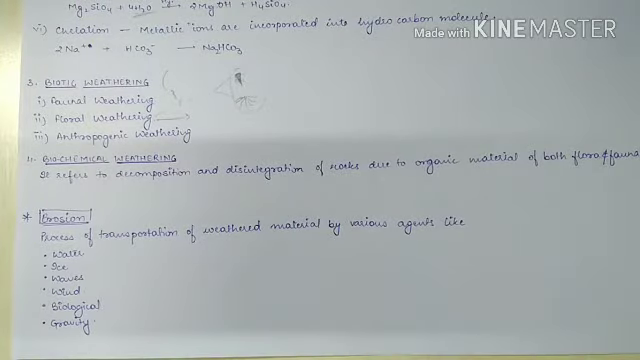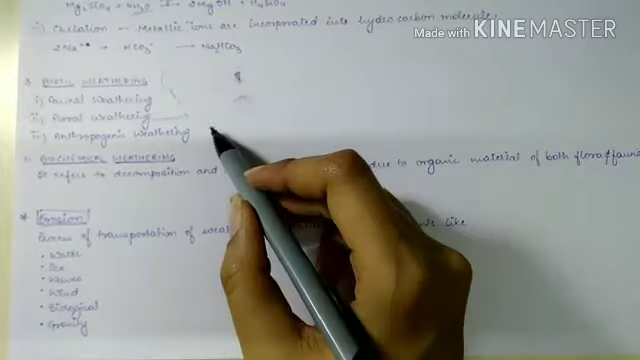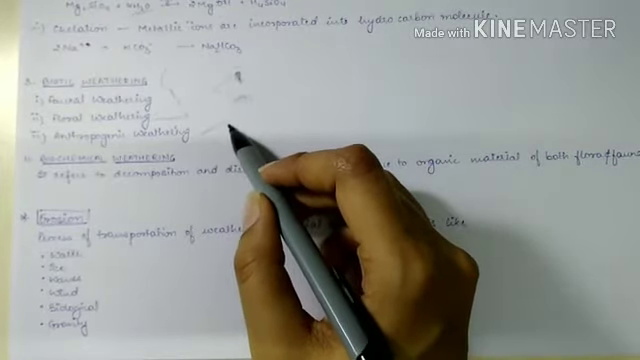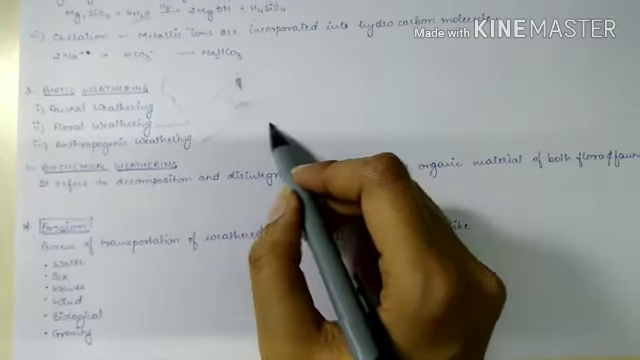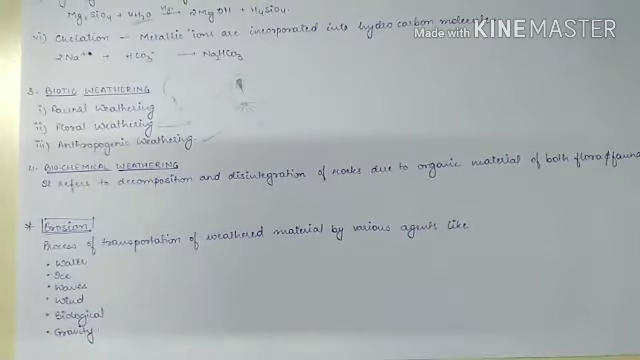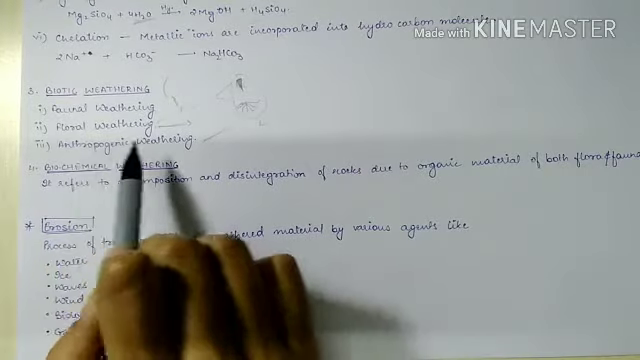And the last one is anthropogenic weathering. Man being a biological agent, accelerates and decelerates the natural process of weathering. For economic purposes like mining, etc., it breaks down the rock. So this leads to weathering, and this is anthropogenic weathering.